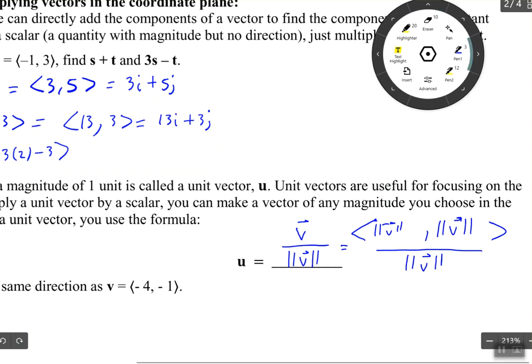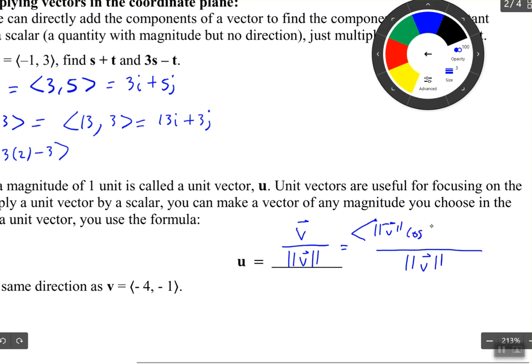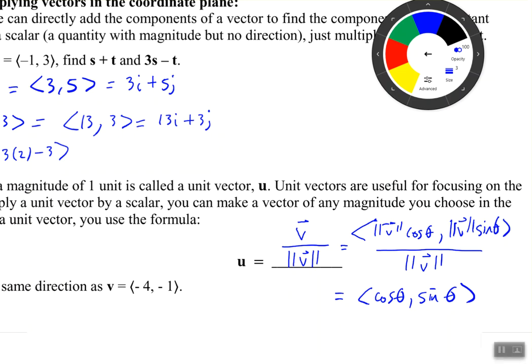Let me rewrite this so that it makes a little more sense to you. This is cosine of the angle. This is magnitude sine of the angle. When you get done with that, are you going to end up with cosine of the angle, sine of the angle? And is that what we did when we did the unit circle? Right? And y'all know all those. And y'all can find them on the unit circle and you can use your calculator, right?